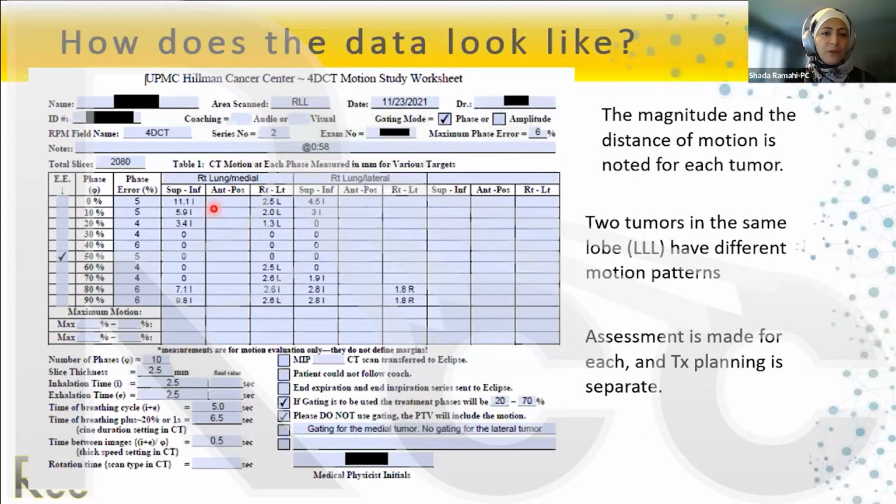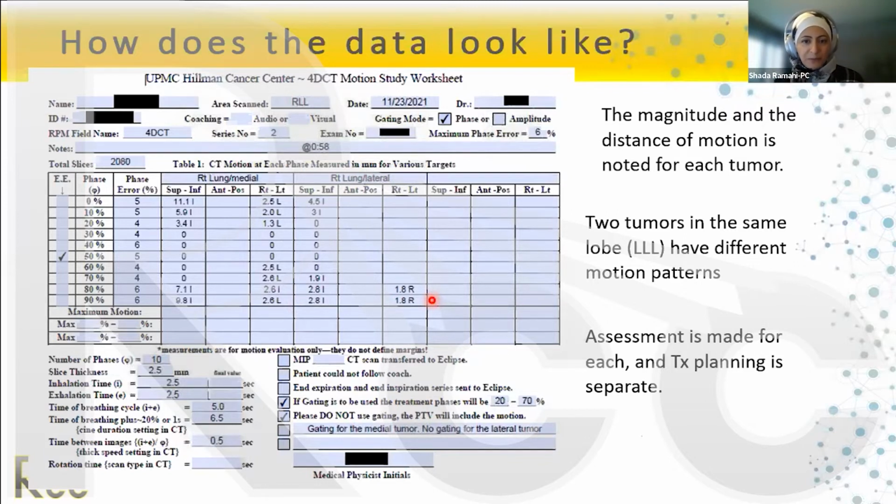That's a good 1 cm in the superior-inferior direction in the 0% phase. In the right-left direction, we have, let's say, a maximum of 2.6 millimeter tumor motion on the left side, and so on and so forth. For the other tumor, the lateral tumor, we have a motion towards the right, which means that the tumor has shifted 1.5 millimeter or 1.8 millimeter to the right with respect to the 50% phase.